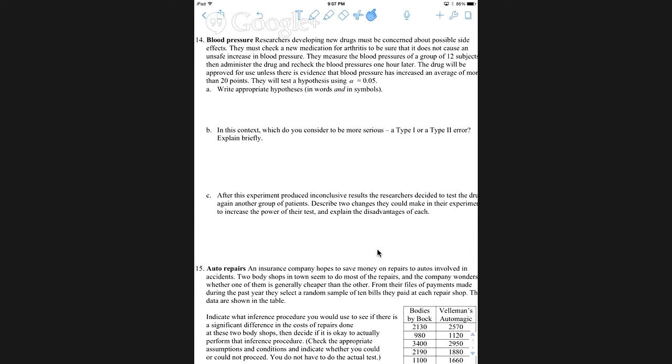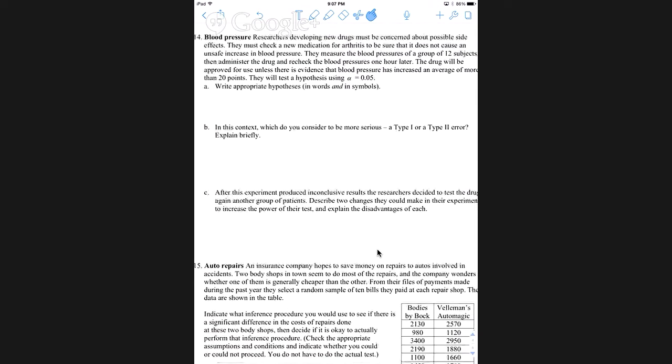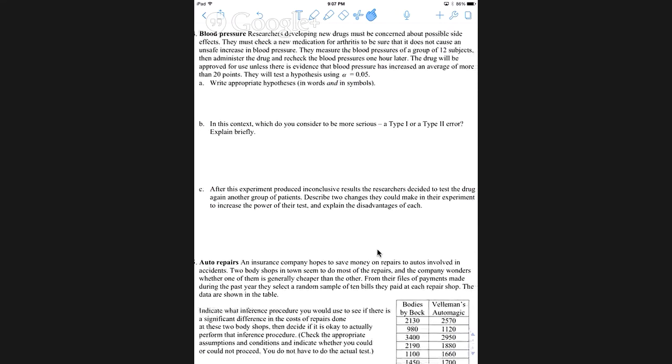Researchers developing new drugs must be concerned about possible side effects. They must check a new medication for arthritis to be sure that it does not cause an unsafe increase in blood pressure. They measure the blood pressures of a group of 12 subjects and administer the drug and recheck the blood pressures 1 hour later. The drug will be approved for use unless there is evidence that the blood pressure has increased an average of more than 20 points. They will test the hypothesis using an alpha level of 0.05. Write appropriate hypothesis in words and symbols. Look, guys.